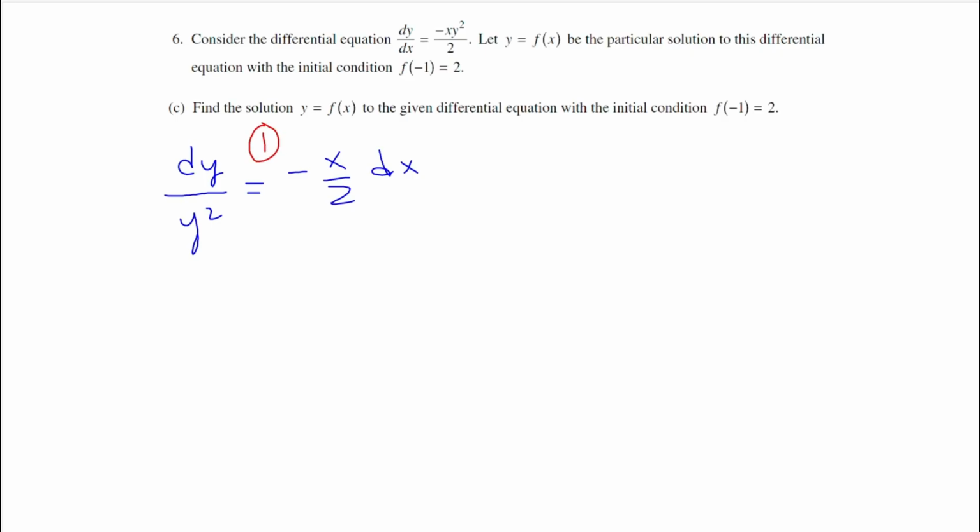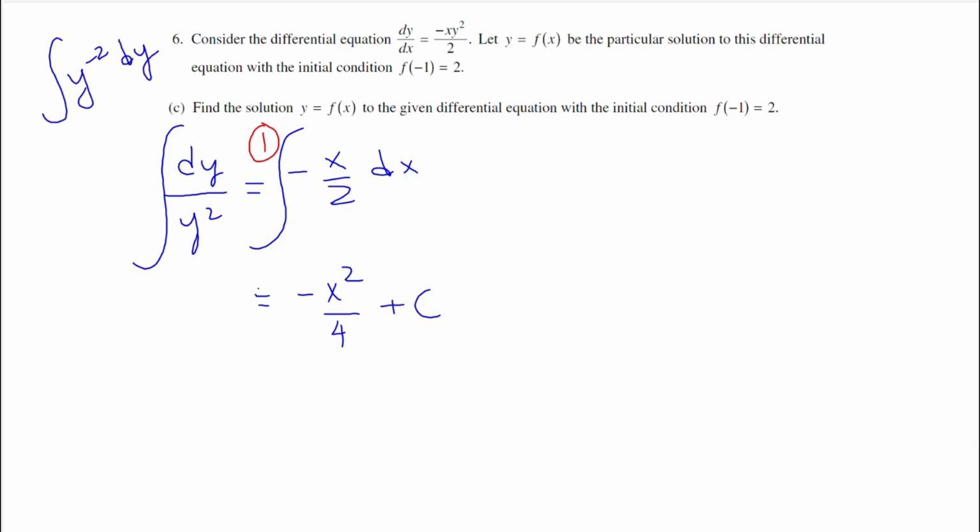And then we're going to integrate both sides. And so the integral on the right is just going to be negative x squared over 4 plus a constant. And the integral on the left, well, don't make the mistake of saying natural log absolute value y squared. That's a common mistake. This is just an integral of y to the negative 2 dy. So just integrate using the power rule, go up to y to the negative 1 and divide by negative 1. So it's negative y to the negative 1, or negative 1 over y.